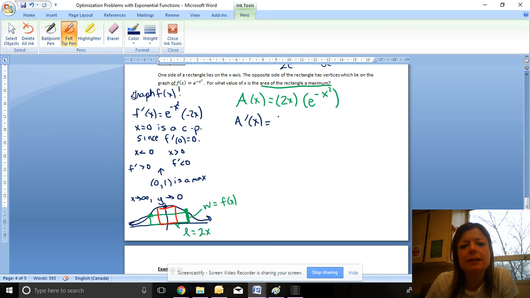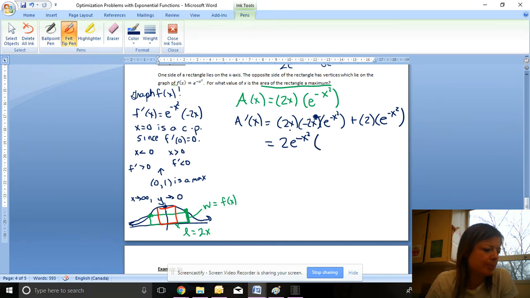Okay, so it's a product. So we take 2x times the derivative of this, which is minus 2x e to the negative x squared. And then we add the derivative of 2x, which is 2, e to the negative x squared. So we can factor out a 2 and an e to the negative x squared. And we're left with minus 2x squared plus 1.